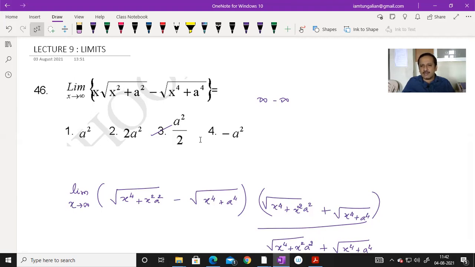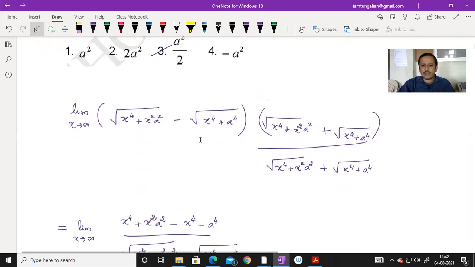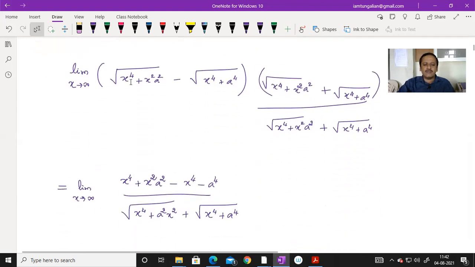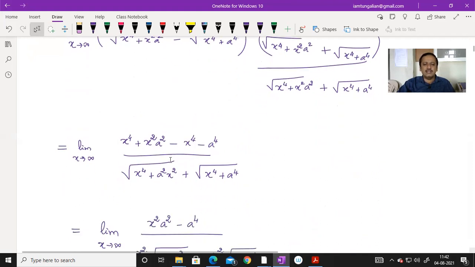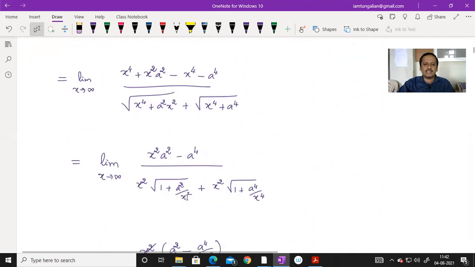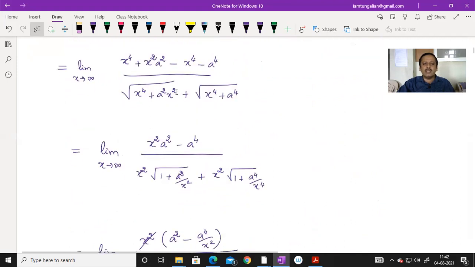Numerator, it looks like a minus b into a plus b, which is a square minus b square. So that will give you x power 4 plus x square a square minus x power 4 minus a power 4. Here x power 4 gets cancelled. So you have x square a square minus a power 4. Denominator, take x power 4 as common. If I take x power 4 common and take this x power 4 outside the root, it will become x square. Inside the root, you will be left with the root of 1 plus a square by x square.